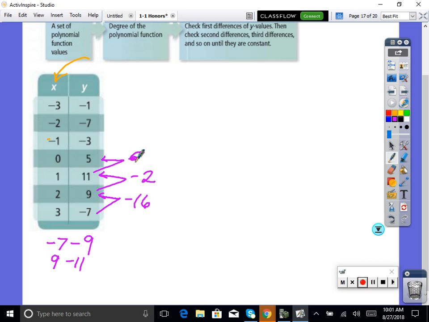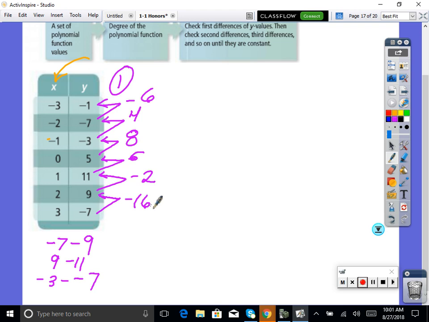And if you make one error right here, the whole thing's wrong. It's a bummer. 5 minus negative 3 is positive 8. Negative 3 minus negative 7: if you need to write it out so you don't mess up, do. Negative 3 minus negative 7 is positive 4. Negative 7 minus negative 1. Okay, so look, the first time we took differences, they were not the same. It's not linear. So now you're going to take differences again.